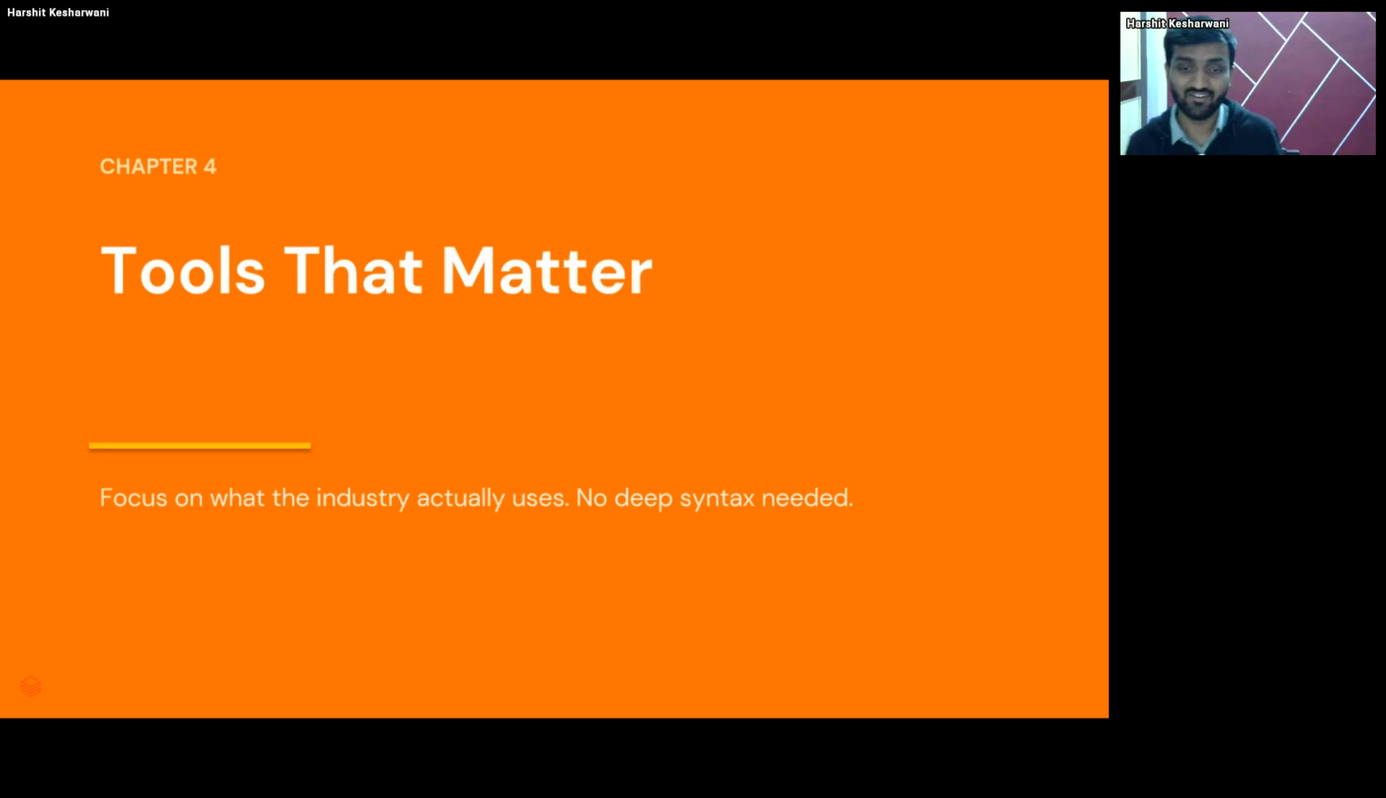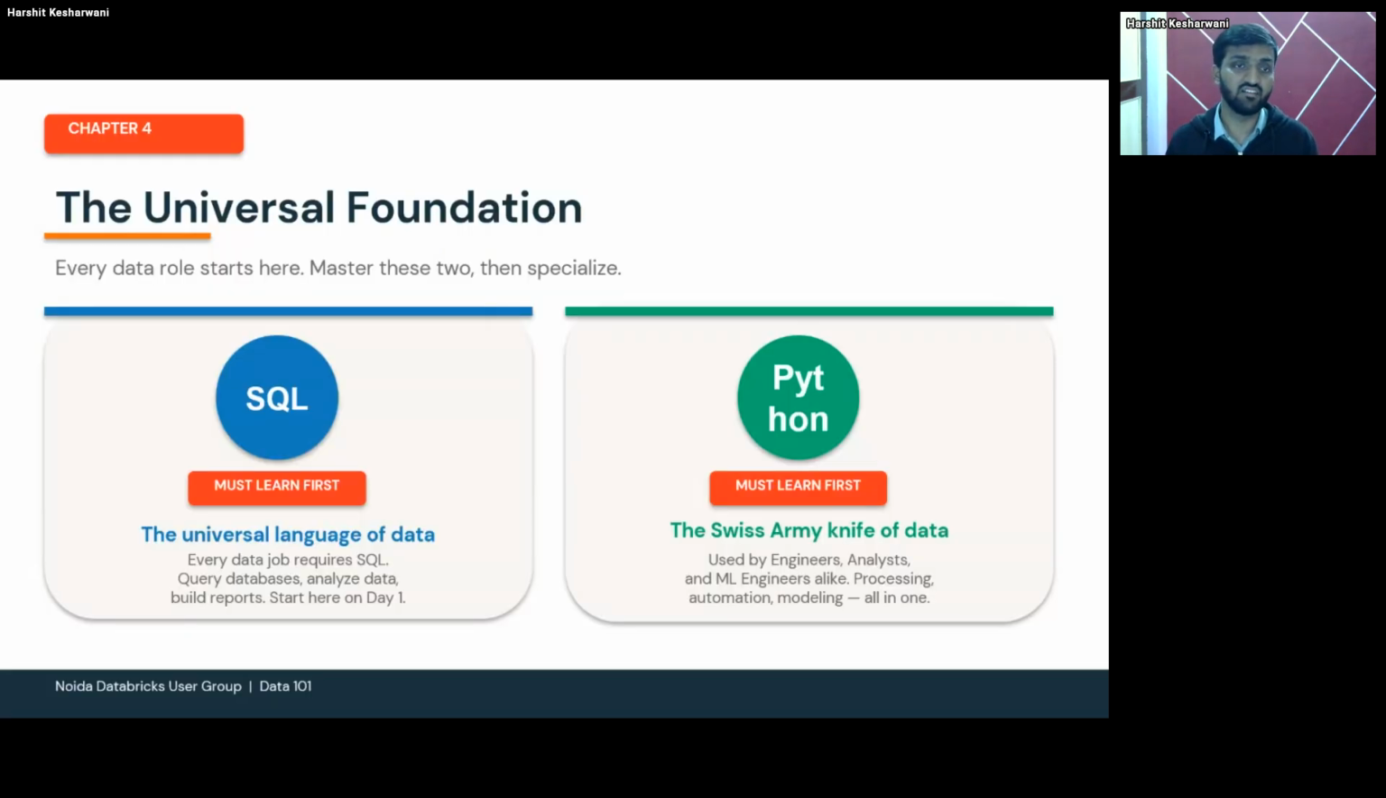That's fine. Okay, let me just quickly get into the presentation. So guys, the most important tool which everyone should know, whether they want to become a data analyst, a data engineer, or a data scientist, is SQL. This is the first and foremost and the most important thing. Anyone, whether you want to become a data analyst, a data engineer, or a data scientist, this is the thing which you need to know anyhow.